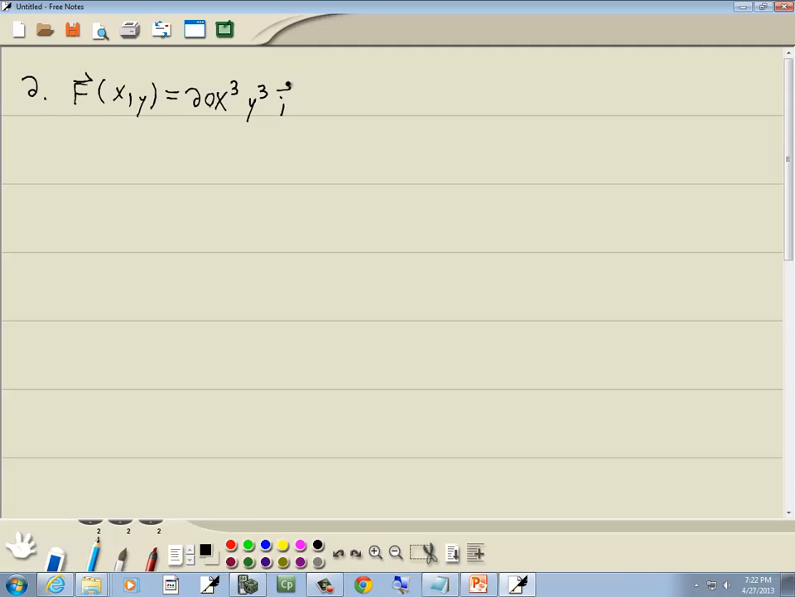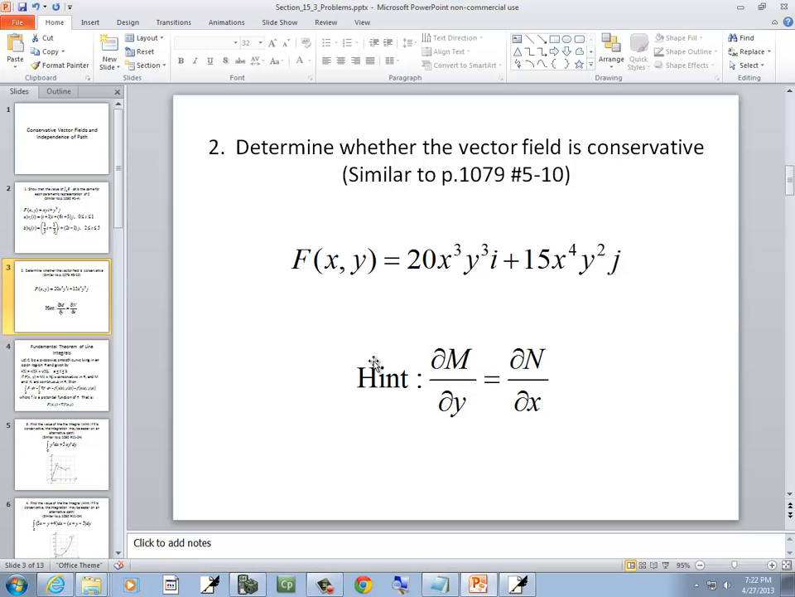y to the third i plus 15x to the fourth y squared j. Now remember, what's before our i is our m, and what's before our j is our n. And to determine whether they're conservative or not, you need to check these partial derivatives.